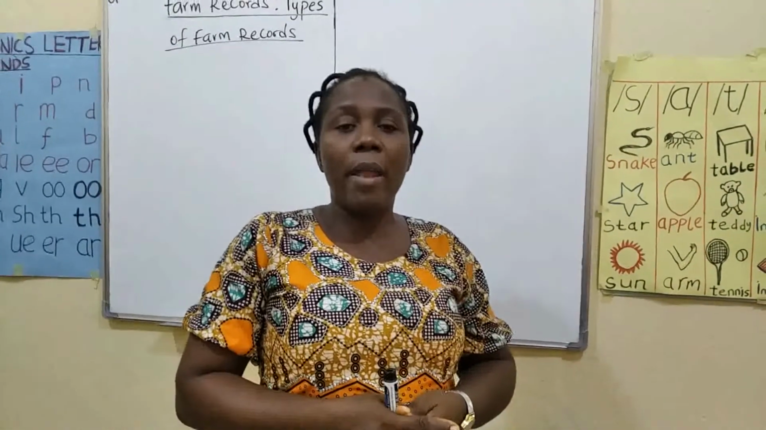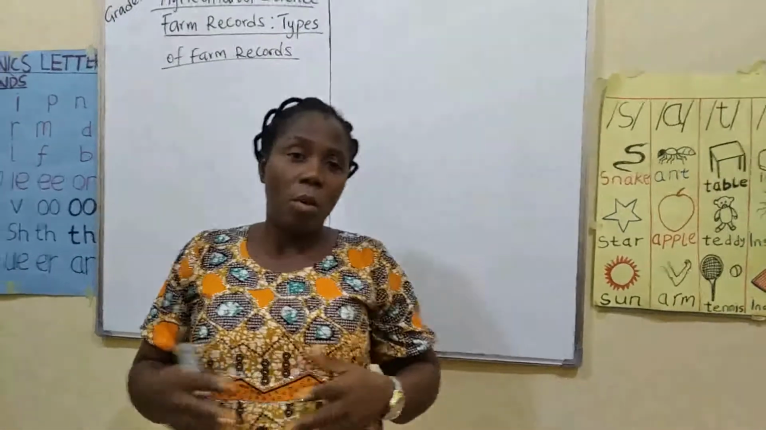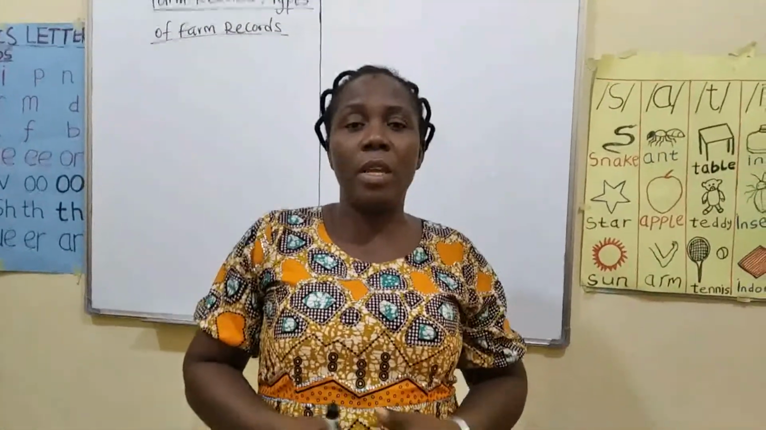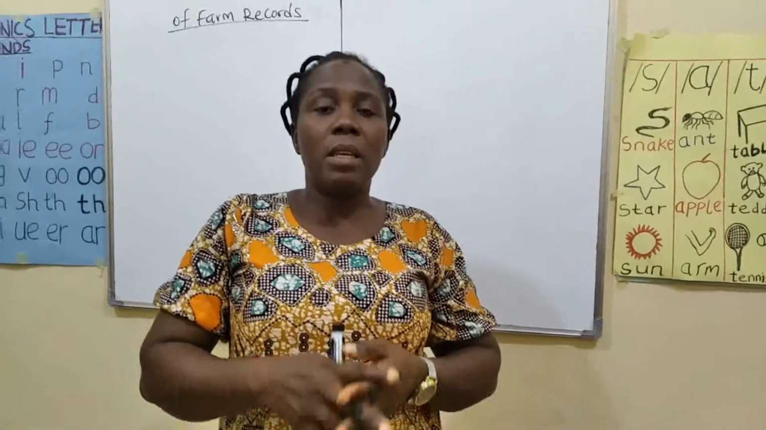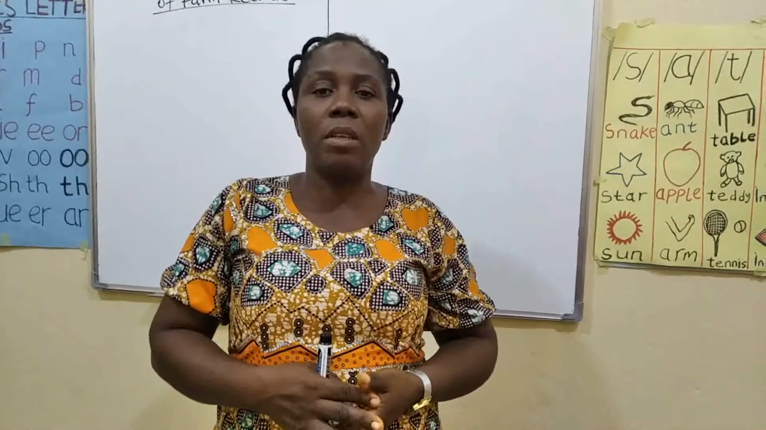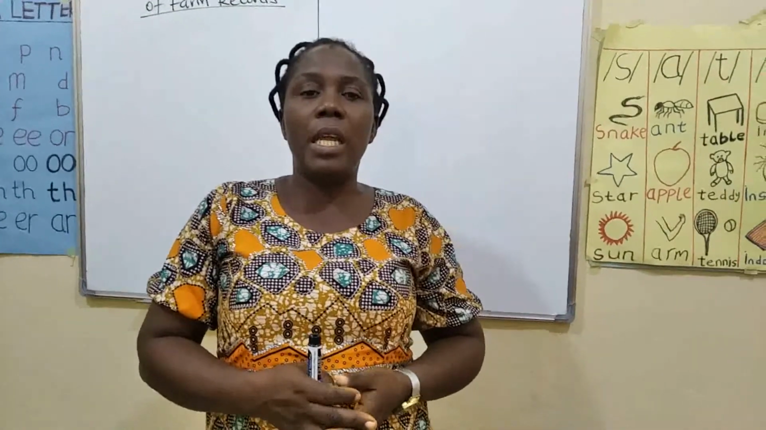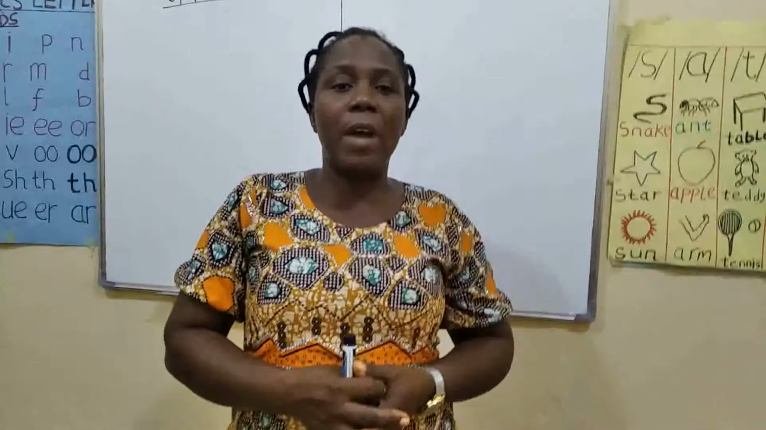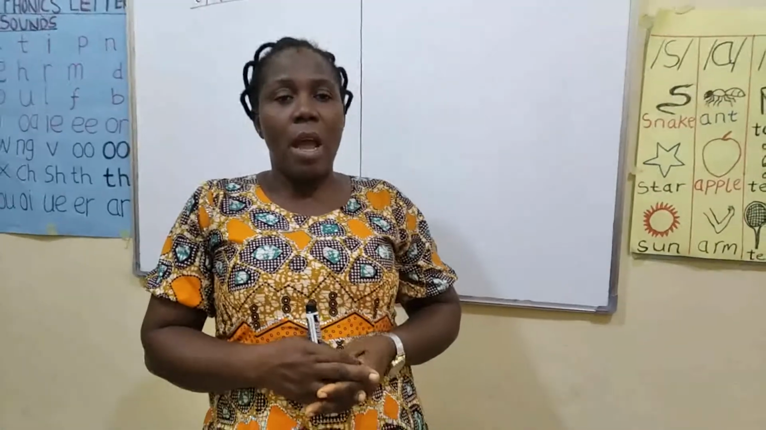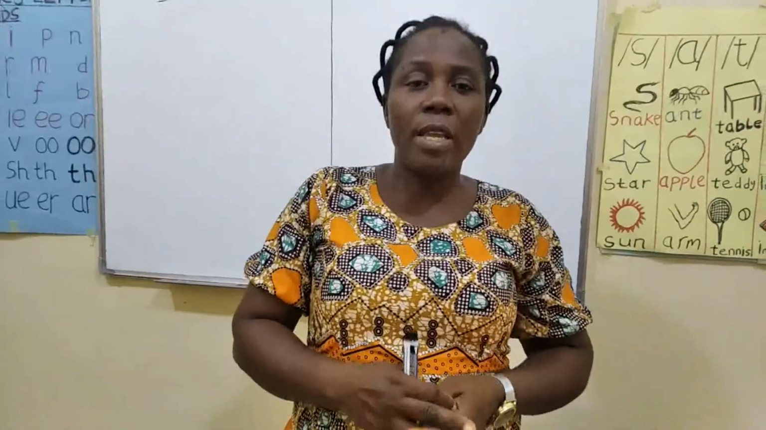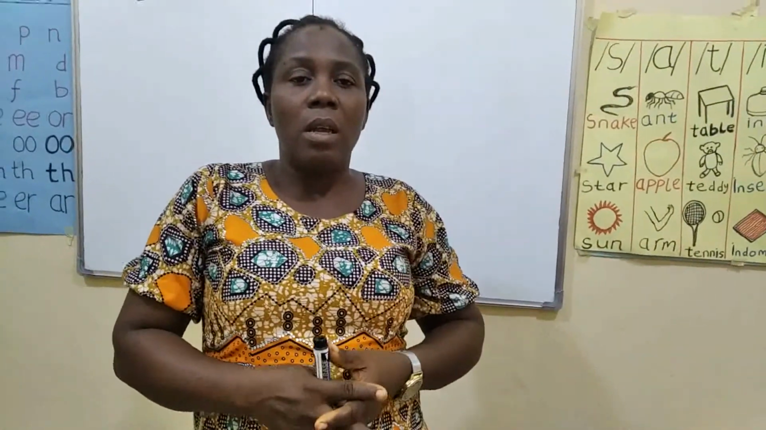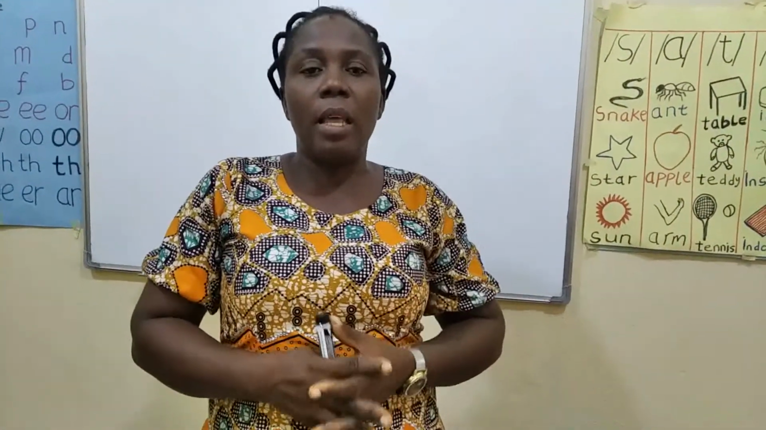Alright, when we talk about the farm diary, what really is farm diary? A farm diary is a record that takes a day-to-day, that is everyday, daily activities of what goes on in the farm. That's a farm diary. Then we talk about the inventory record. I have told us that the inventory record is a record that shows what the farmer has. Shows his assets and his liabilities.